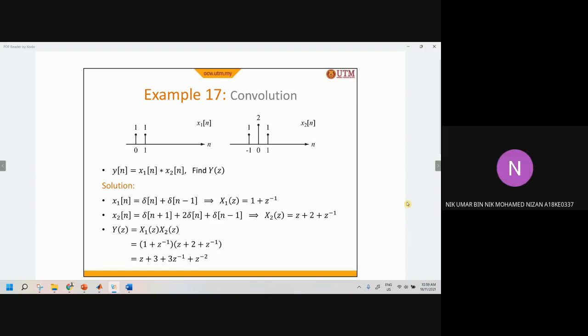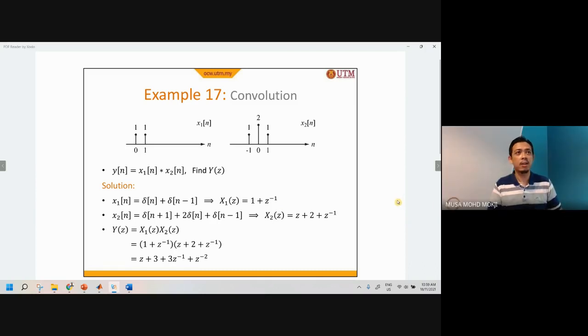The test covers up to week 4. Today, this week, is week 5. So inverse Z transform is not covered, right? It's up to last week, until pole and zero. So that's chapter 1 until chapter 4.